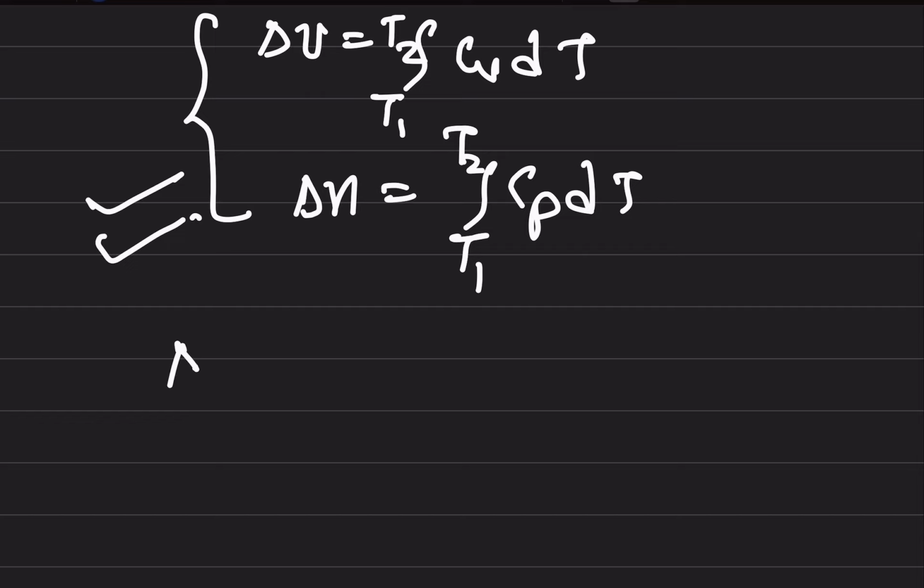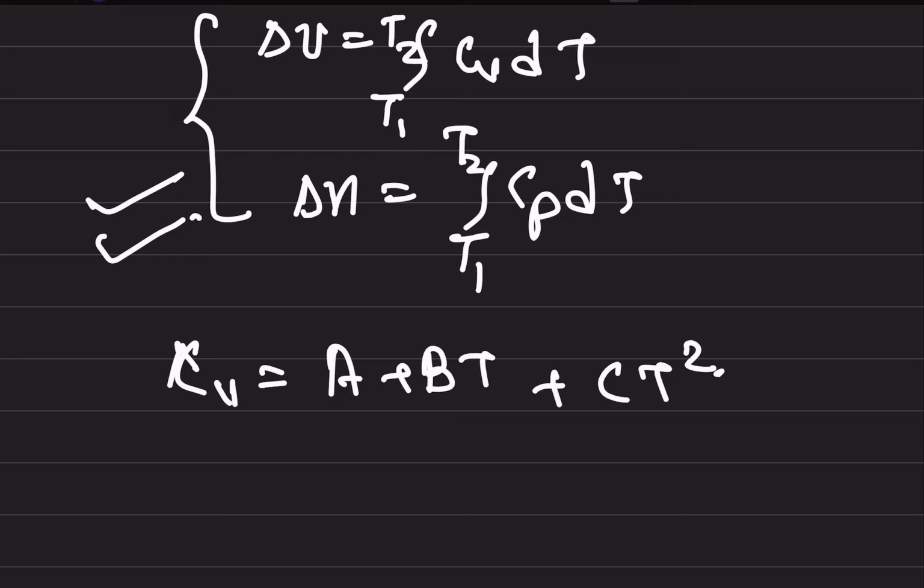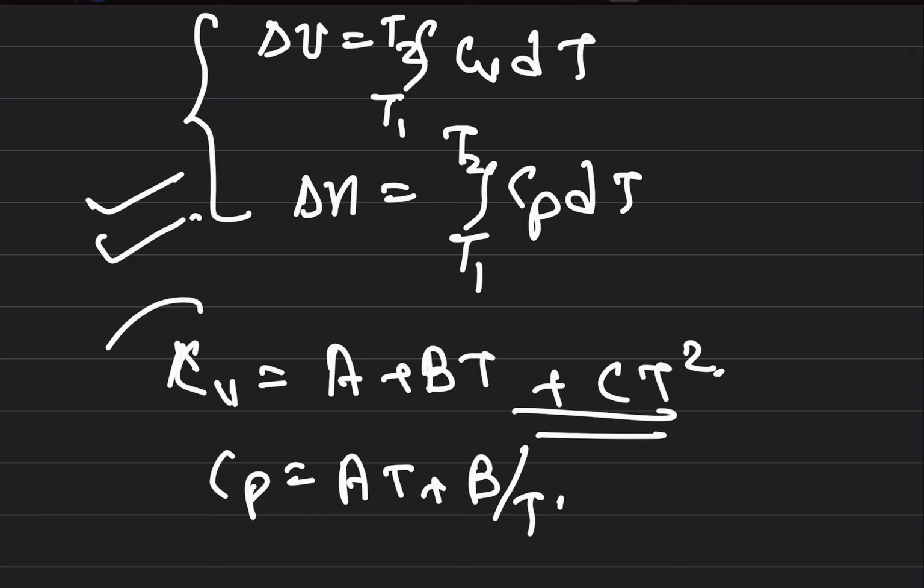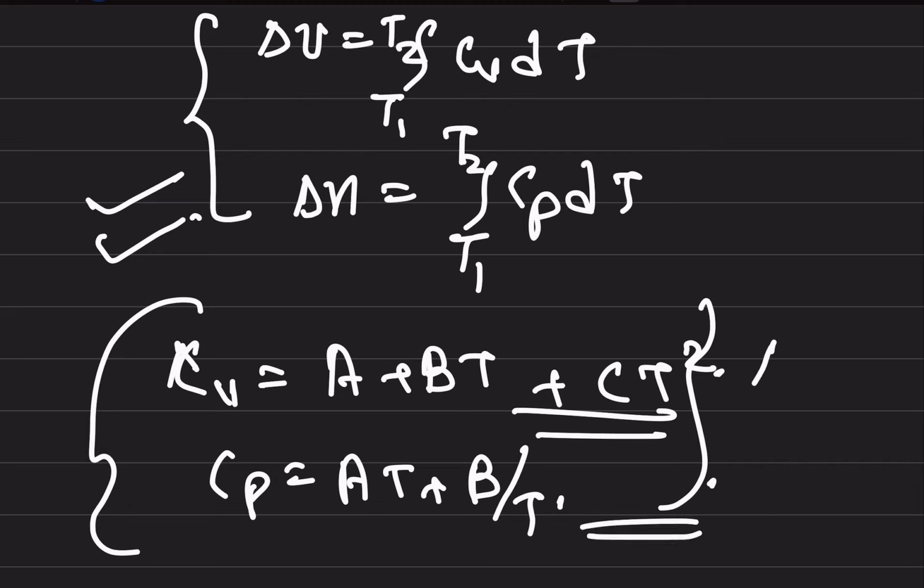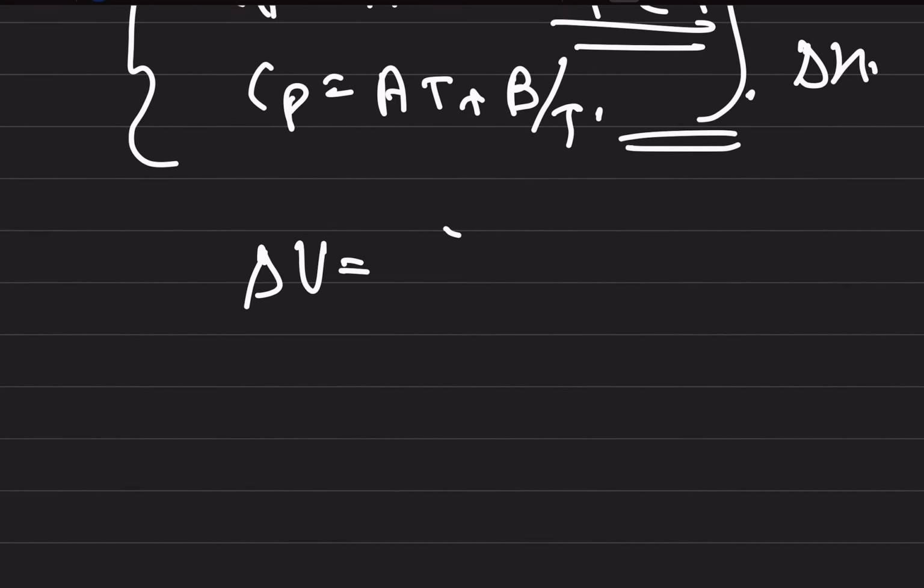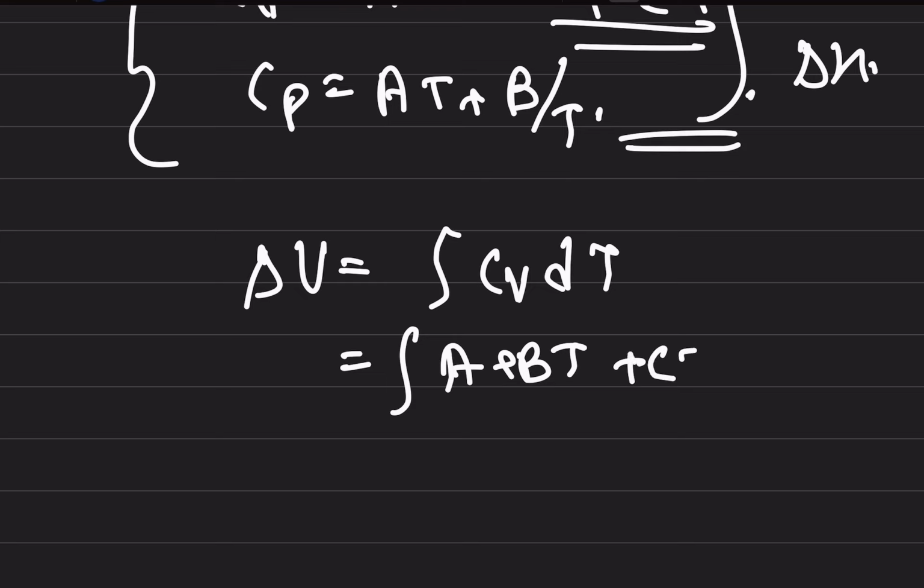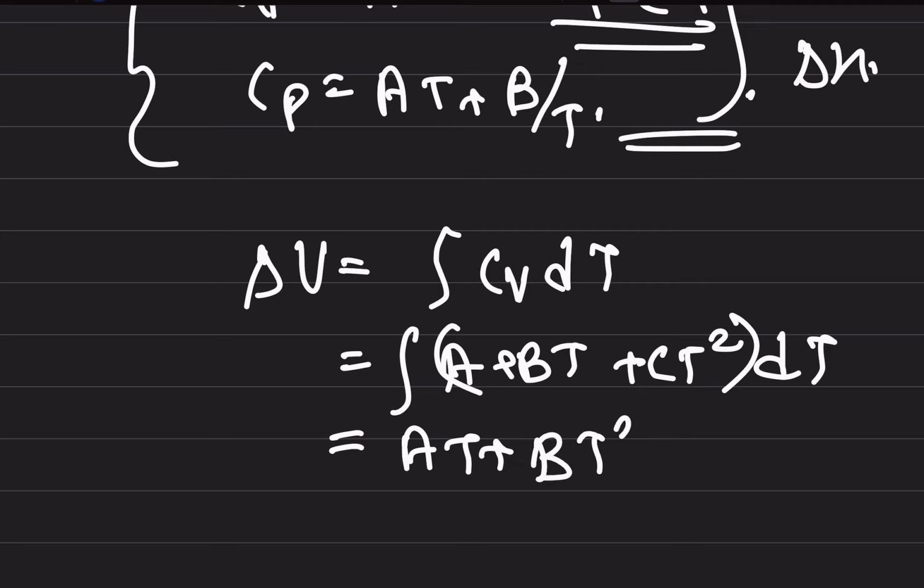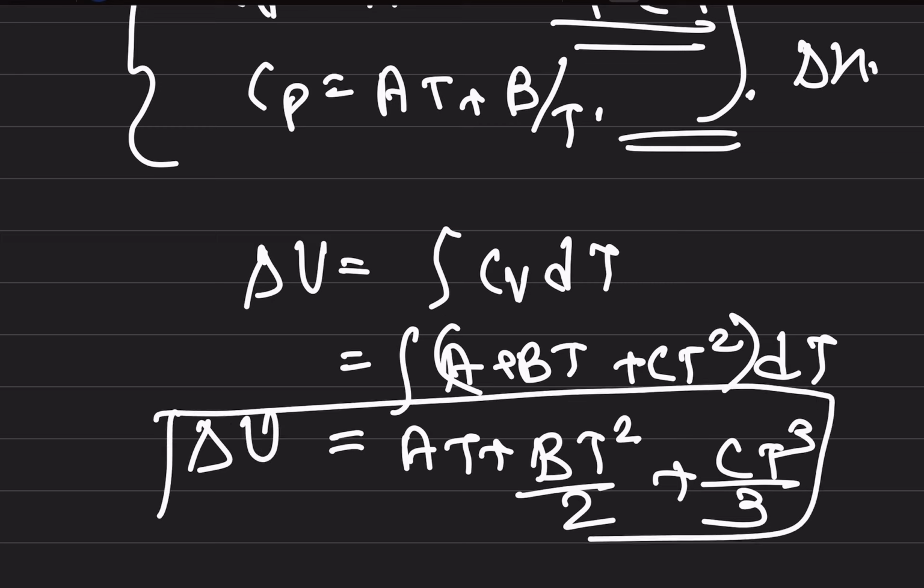Suppose Cv is given as a plus bT plus cT squared, and Cp is given as aT plus b by T. We have to determine delta U and delta H. Delta U is the integral of Cv dT, so the integral of a plus bT plus cT squared dT gives aT plus bT squared by 2 plus cT cubed by 3. This will be our delta U function.